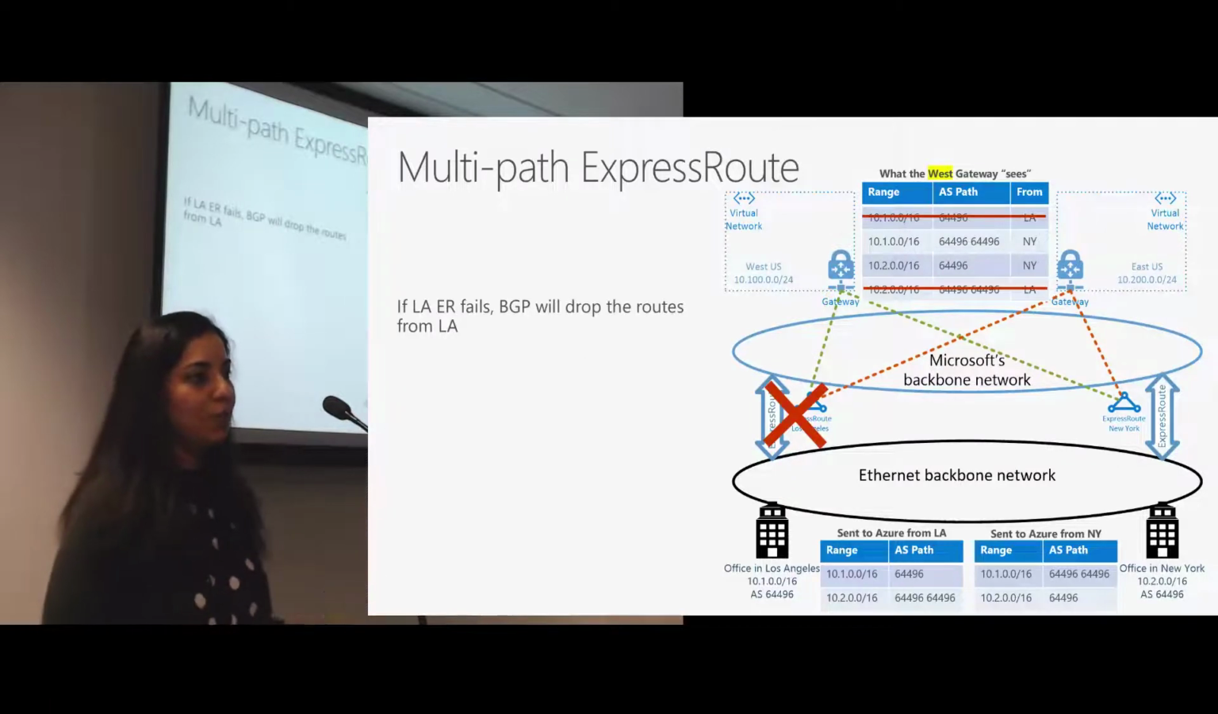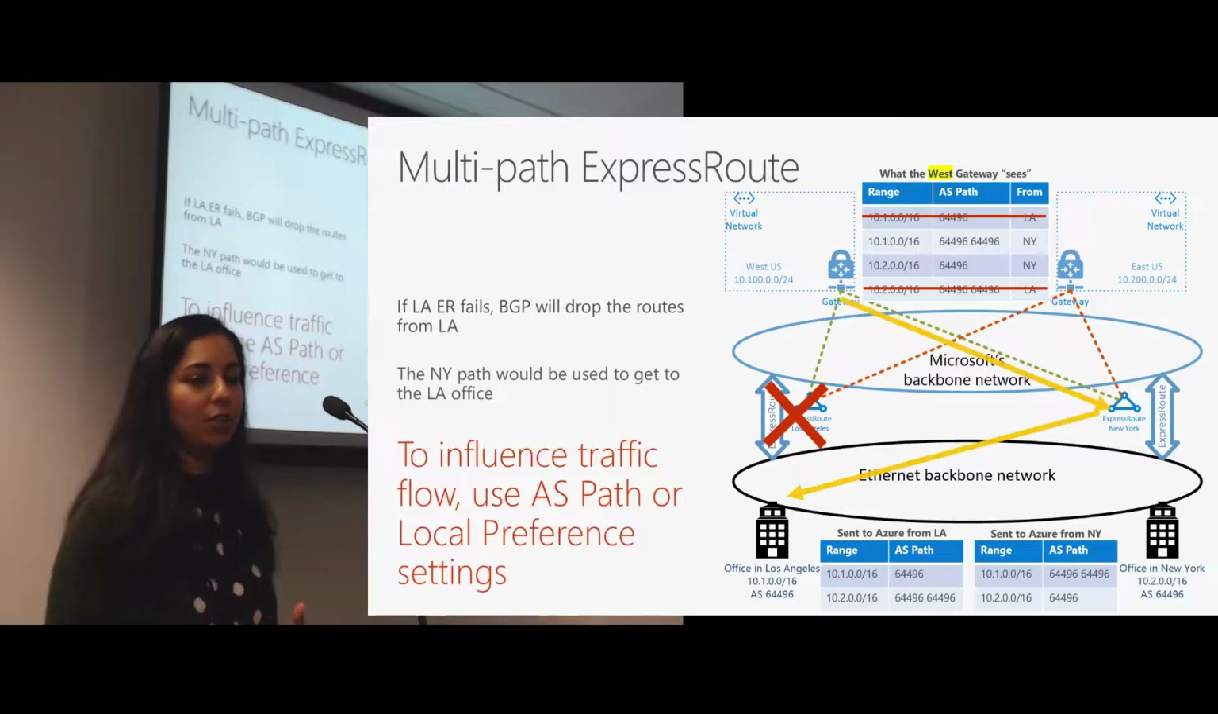So if the ExpressRoute circuit fails, those routes that you were learning now from LA would disappear. But because you've got AS path prepending in place, those backup routes are there in the routing table. It will route the traffic through New York coming back into your network. And that's what I'm talking about.